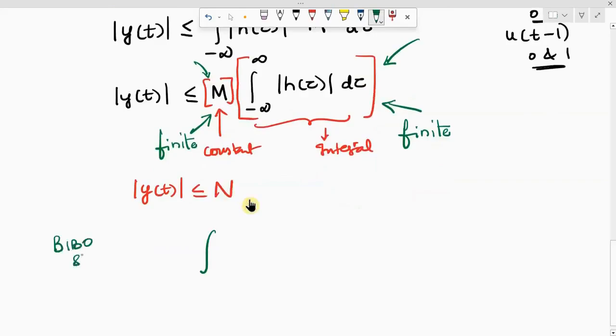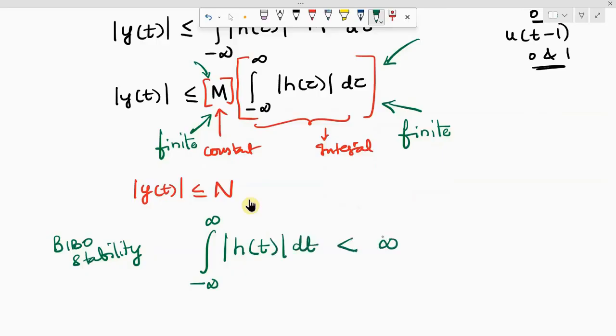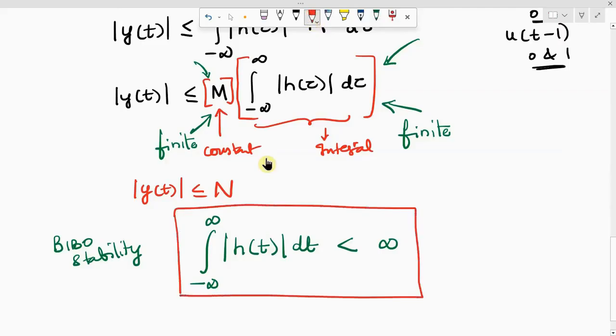for BIBO stability in terms of impulse response is the integral from minus infinity to infinity of mod h of t dt, and earlier we wrote tau, I am writing in general now in terms of t. Finite means, how can I write that finiteness of this integral? Less than infinity. So this is a condition for any system for being BIBO stable. Now, can anyone tell me this statement in words?